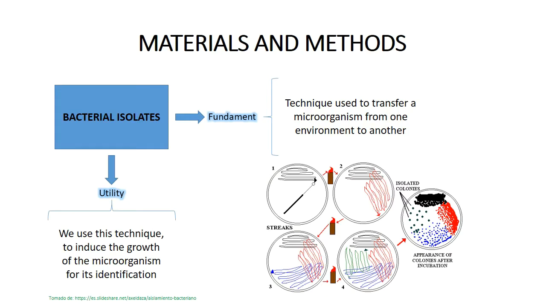Now, the materials and methods. This study used 4 methods. The first one is bacterial isolation. This technique, used to transfer a microorganism from one environment to another, was used in this study to induce the growth of the microorganism for its identification.